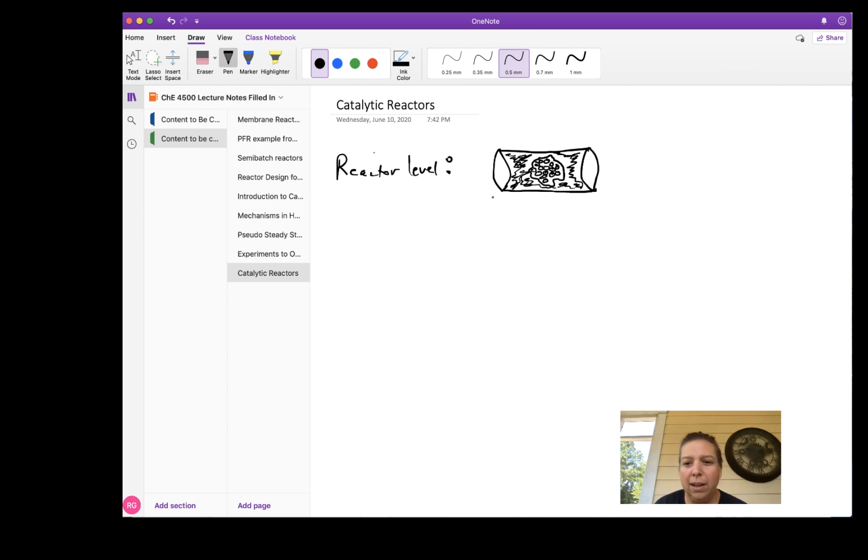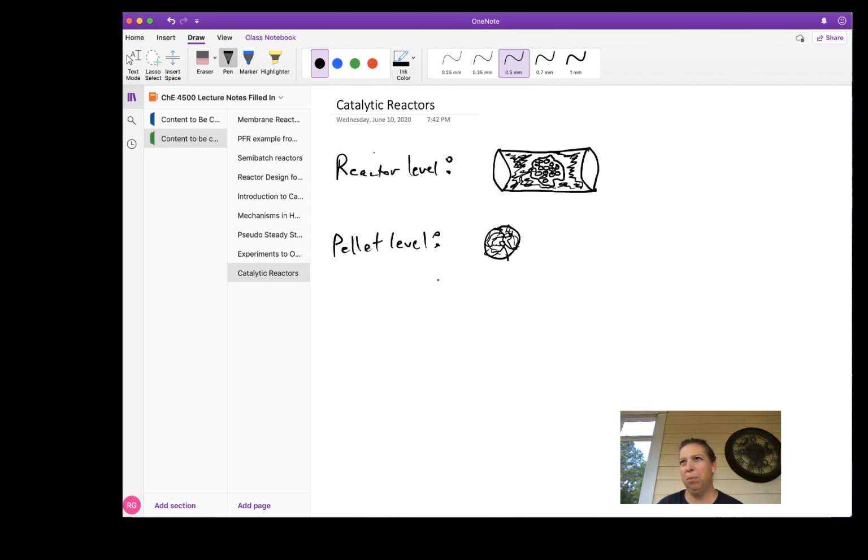So now let's zoom in on one of these pellets. So pellet level. So the pellet is a sphere. And we said that the spheres are porous. So they've got lots of pores. The pores aren't given any sort of organization, right? So it's a porous material.